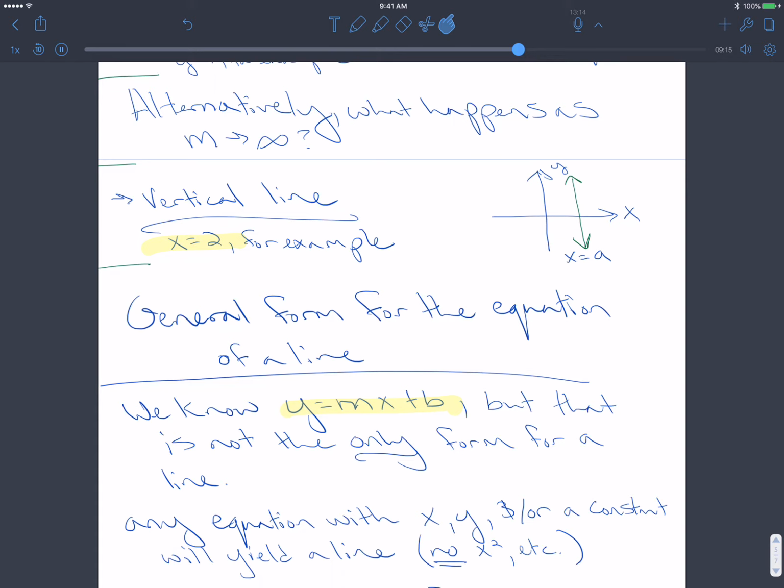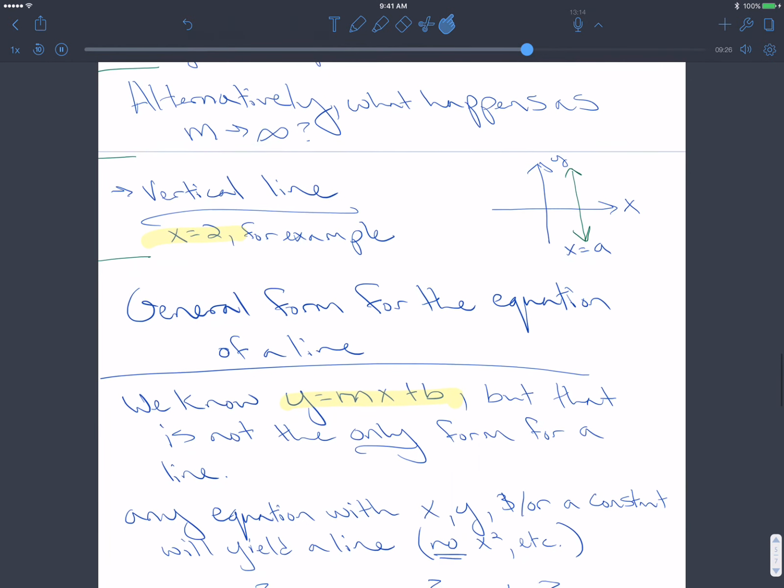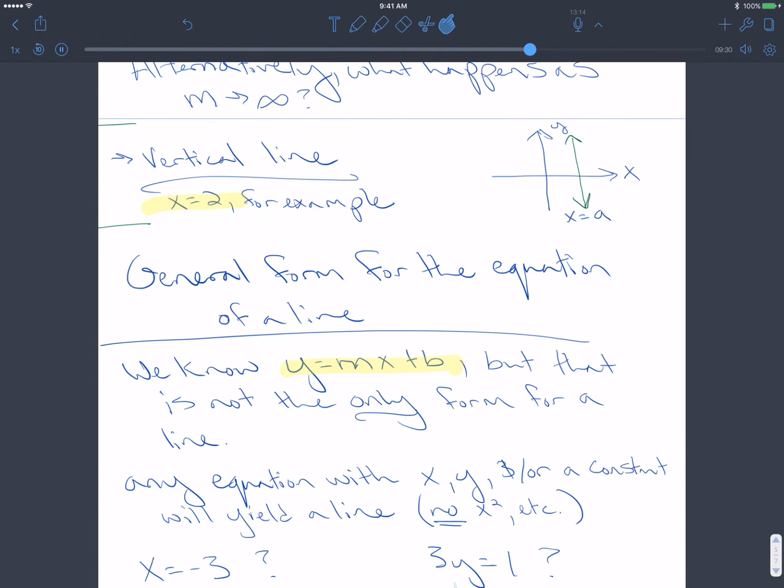So any equation that just has an x or a y and or a constant is going to give you a line. So no x squared, no y squared, no 1 over x, nothing like that. Just x on its own, y on its own, and or a constant. Any combination of 2 or all 3 will get you a line. So an example, basically I'm just going to ask you, is x equals negative 3 a line? Yes, it is. If x equals -3, that's a vertical line, but it's still a line.